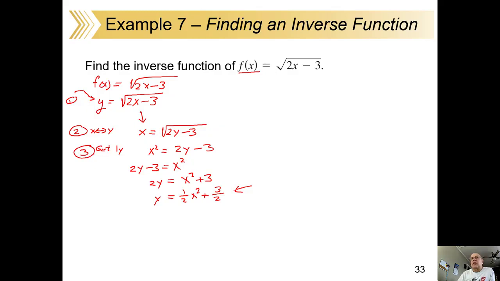Almost done. We want the inverse function. We need it to look like an inverse function. Just change the notation, just like we did in the first step. The inverse function is 1/2 x squared plus 3 over 2. And if you wish, you could write this as x squared plus 3 over 2. I sort of like this one a little bit better, but that's a personal preference.